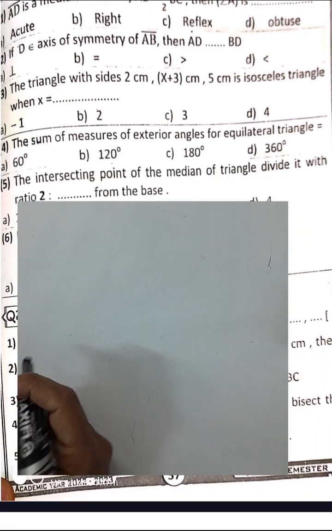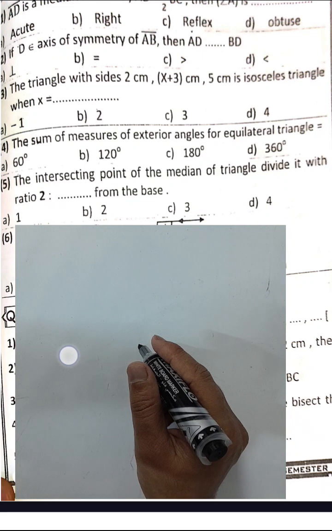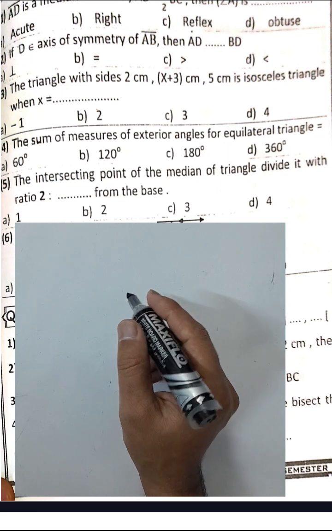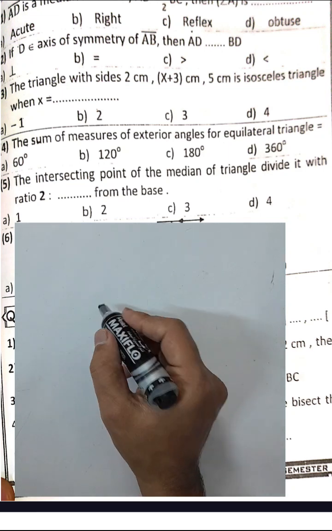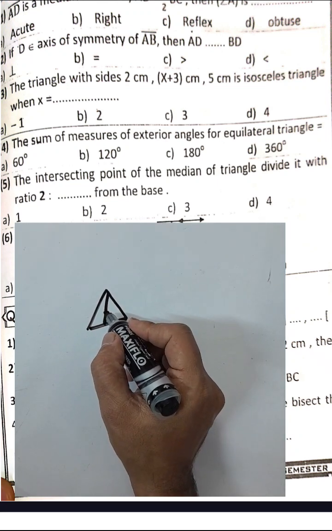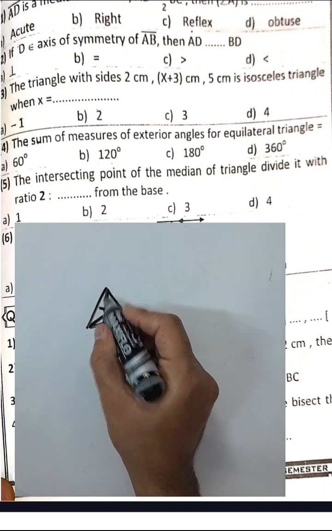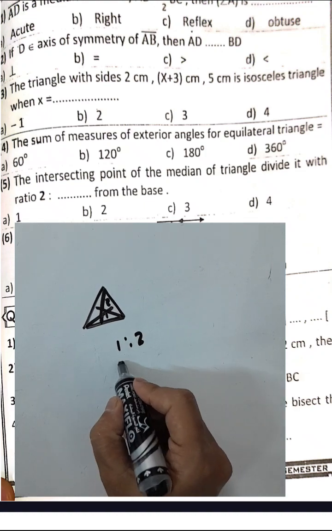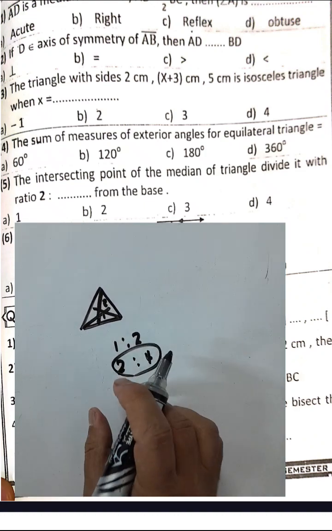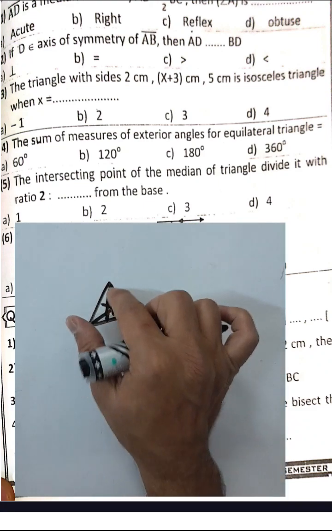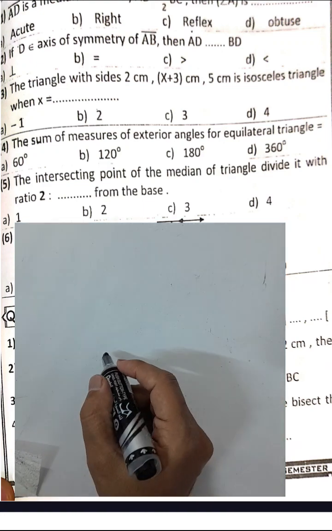Question number 5. The intersecting point of the medians of a triangle divides each median with the ratio 2 to 1 from the base. We have here the medians and this point. We call it the intersection point of the 3 medians, and it divides the median from the base in the ratio 1 to 2. He gives us 2, then 2 corresponds to 4 from the vertex, because the part toward the base is half of the other part. 1 is half of 2, then 2 is half of 4. Then you must write 4. The ratio will be 4.